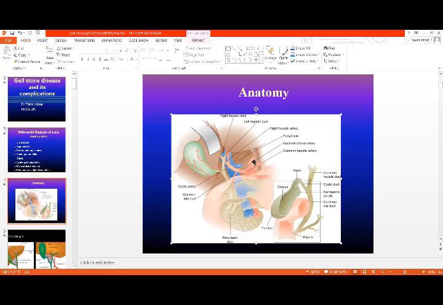Different arteries come from the aorta to the porta hepatis, going to the left gastric and also to the hepatic. That's the common hepatic artery, and it further divides into the right and left and gives off a cystic artery.